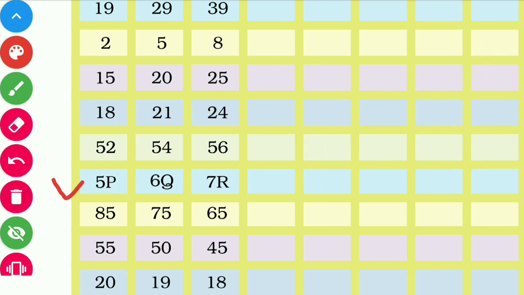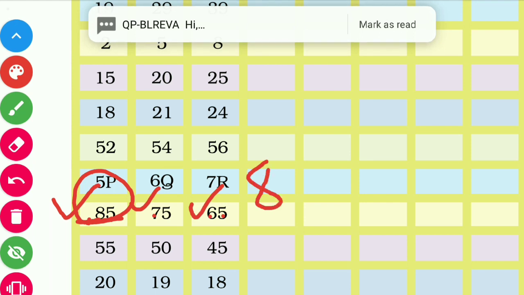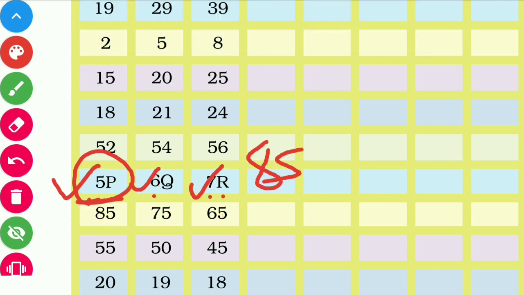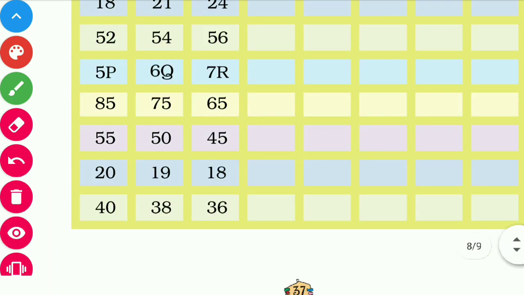I am telling you this: 5P, 6Q, and 7R. Here number and alphabet both are making patterns. So you can say 5P, 6Q, 7R, 8S, then 9T, like this. You can continue this. Next.